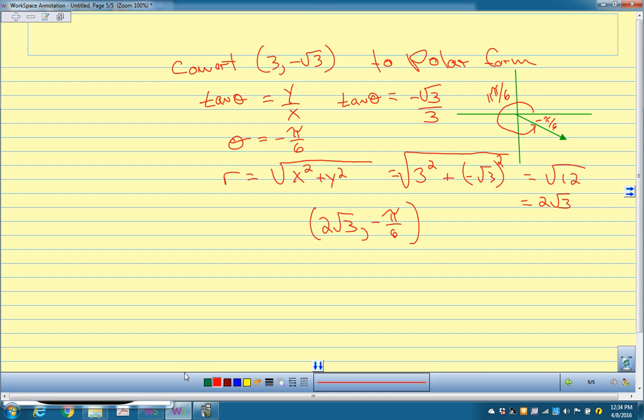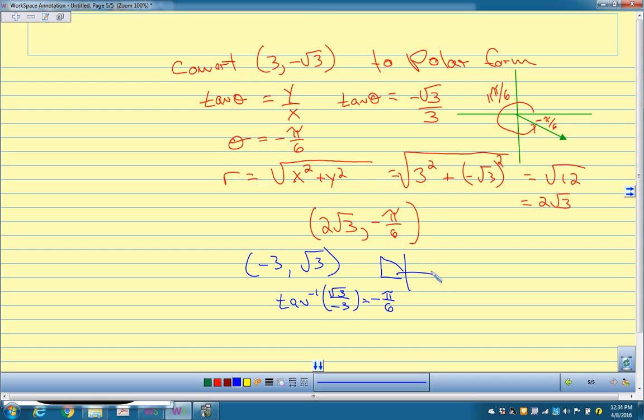But you have to be careful, because if these two things were switched around, say I had negative 3 here and positive root of 3 here, what quadrant is this in? This is in quadrant 2, right? But if I took the inverse tangent to find that angle, root of 3 over negative 3, I'm going to get out negative pi over 6, right?